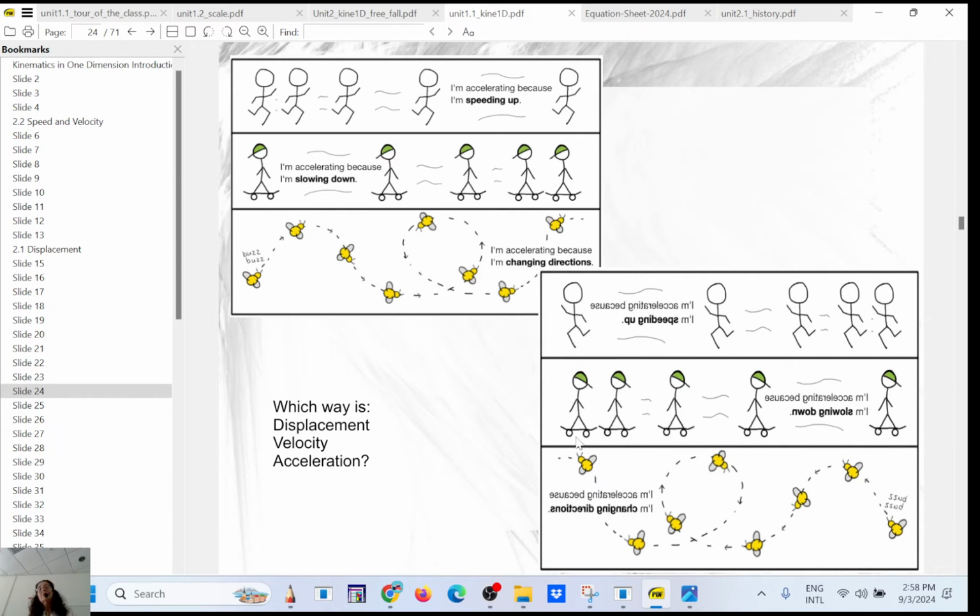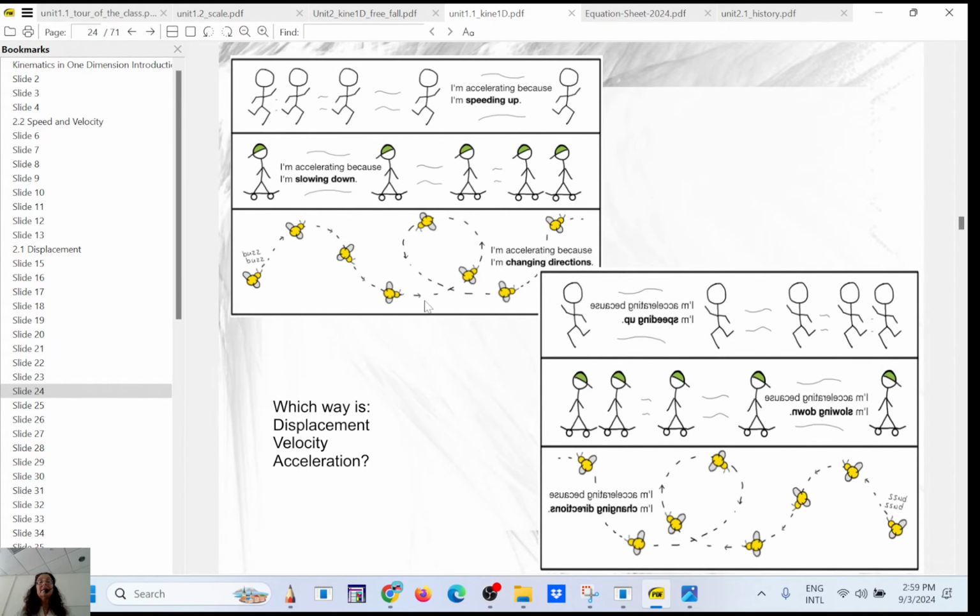So here, are you moving to the left or to the right? Left. So velocity is negative, okay? But you are slowing down, so the acceleration is positive, right? It's slowing you down. So we'll save that for another time.